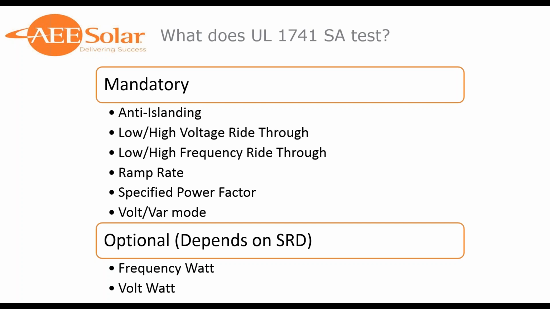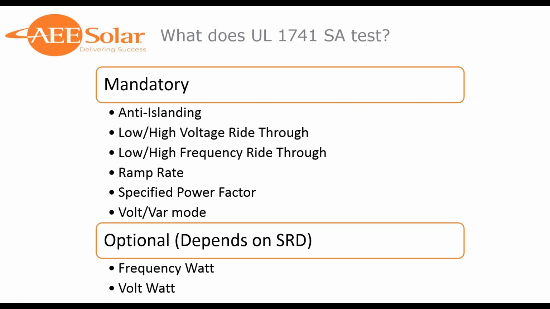So those are all mandatory. These are all things that 1741 SA says you have to have in your local source requirements documents from the state. Optional. Now these are kind of optional depending on which state. Frequency watt and volt watt. So frequency watt is going to be the active control of output power as a function of grid frequency, and very similarly, volt watt is going to be controlling active power as a function of grid voltage.